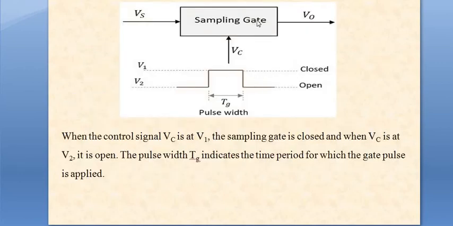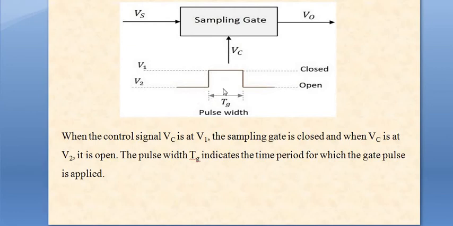See here, this is the sampling gate. The input I am giving to the sampling gate is Vs. This is your input signal, and the output is V0. The sampling gate gives the exact output that we got as input, but in a particular time, and that time is controlled by a signal called the controlling signal or selection signal, which is VC. Now I am giving a pulse to that, zeros and ones.